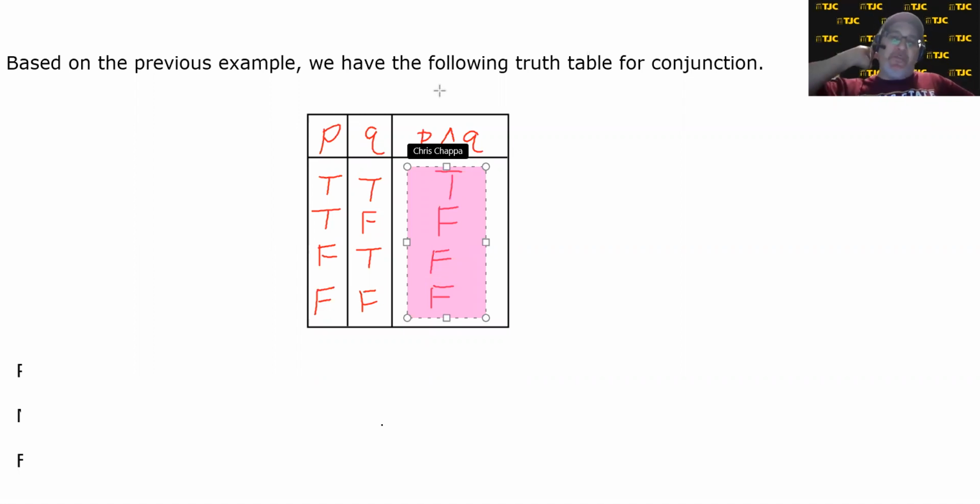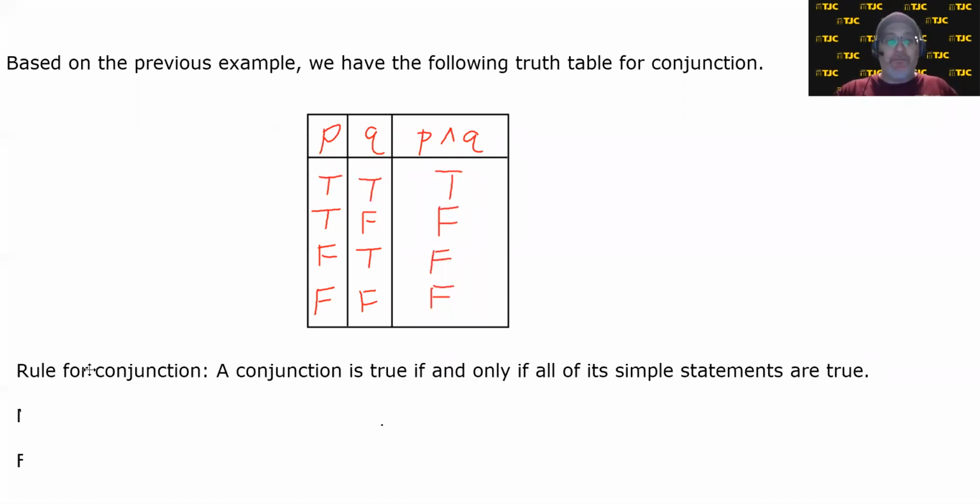If you'll notice, 75% of the time, from a generic perspective, a conjunction is false. So it's usually false, except one time. What's the only time a conjunction is true? The only time a conjunction is true is when both of its simple statements are true. And that's going to be our rule for conjunction. A conjunction is true if and only if all of its simple statements are true.